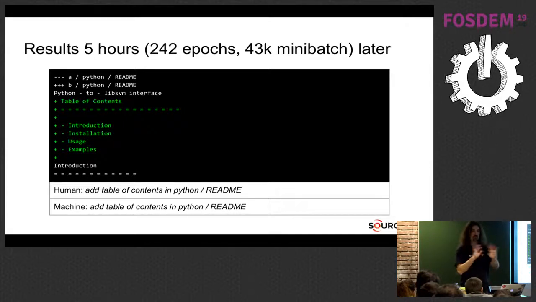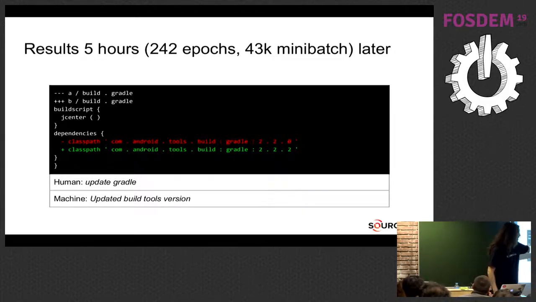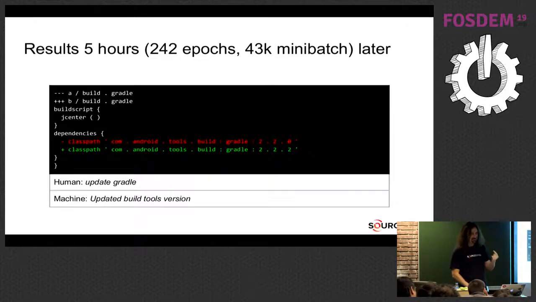The training data was shuffled and was divided. So I could not believe it, because I thought the machine would have tweaked it a little. And this one is nice. Here we are updating the version of Gradle. And so: update Gradle. And the machine said update the build tools version. So it knows that Gradle is a build tool, and it understood that I was updating the version actually.